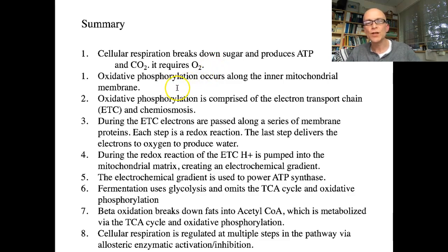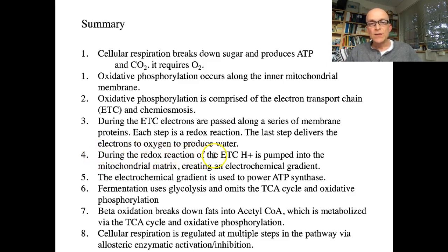Oxidative phosphorylation occurs along the inner mitochondrial membrane. The oxidative phosphorylation is comprised of the electron transport chain and then the chemiosmosis. Those were the 2 parts. During the electron transport chain, electrons are passed along a series of membrane proteins. Each step is a redox reaction, and the last step delivers the electrons to oxygen to produce the water. Hydrogen gets added with the hydrogen ions, so in this case protons, right? They take the electrons plus the protons with the oxygen, and that produces the water.